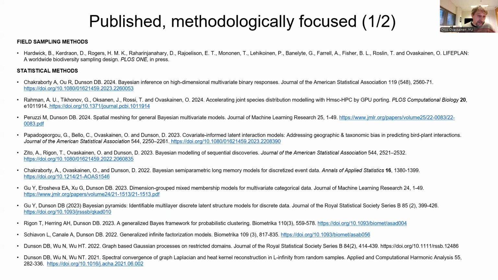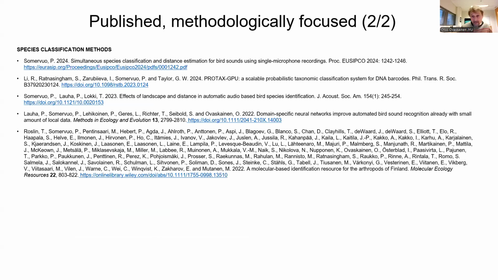Then there is a very large number of statistically oriented papers, especially by the US team led by Professor David Dunson, with methods developed so that they would be useful for the LIFEPLAN data now that we have the data available. And in the next slide, we see that in addition to statistics, we have conducted quite a lot of research in bioinformatics and machine learning to develop methods for species classification, especially for DNA data and audio data, to identify which species are in audio and in DNA using automated methods.